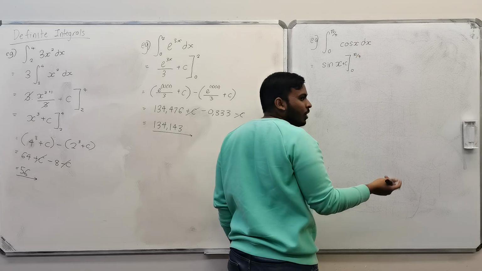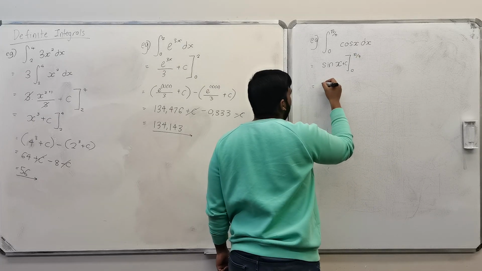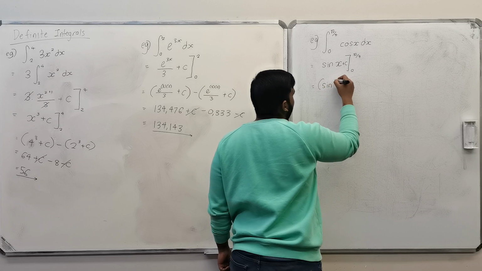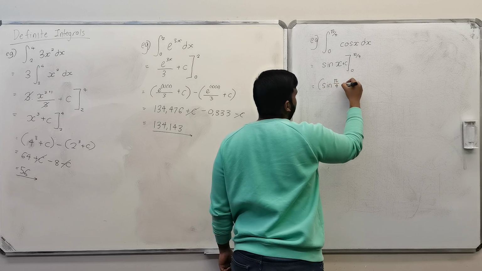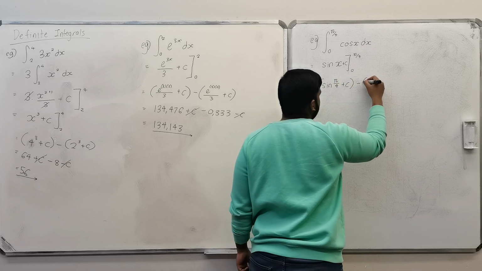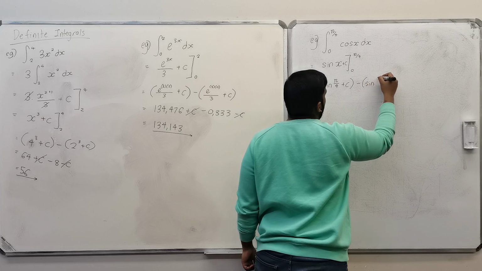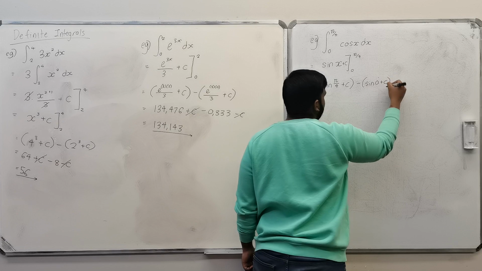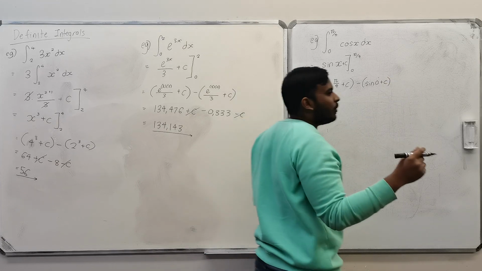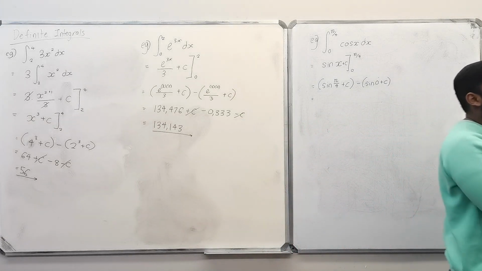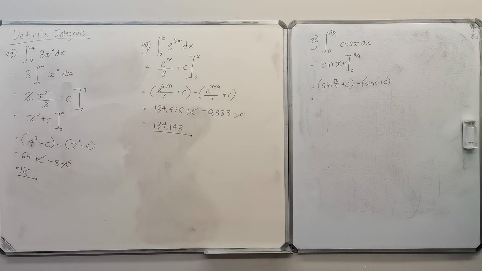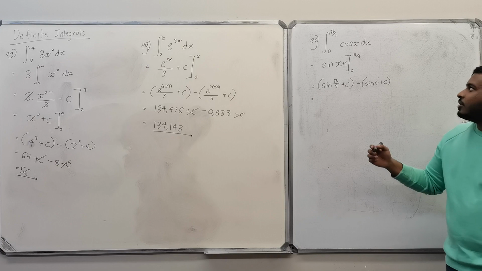So now what do you do? Substitute your upper and lower limits. So it will be sin of pi over 4 plus c, minus sin of 0 plus c. Now, the thing with these questions with integrals, when you're working with pi, the calculator must be in radians. Okay?